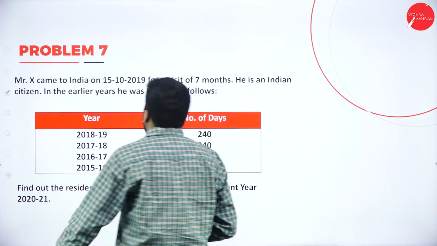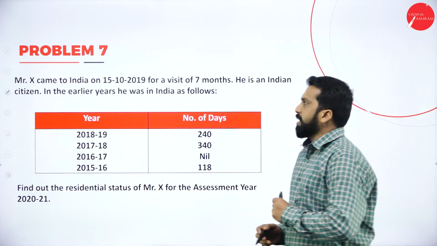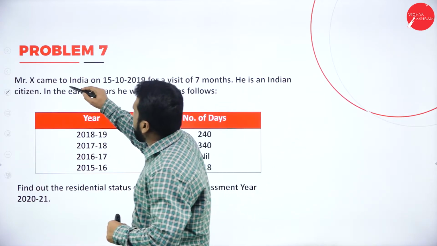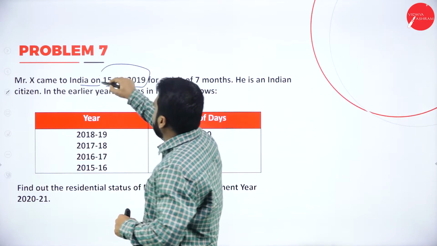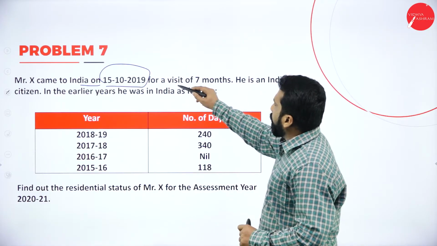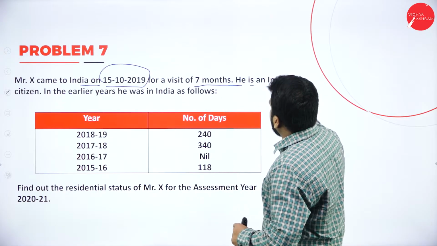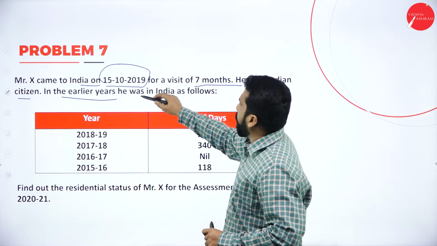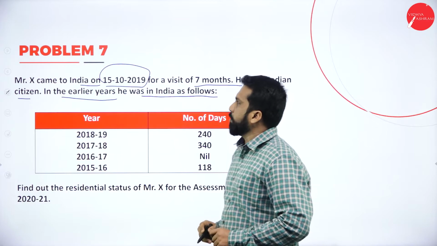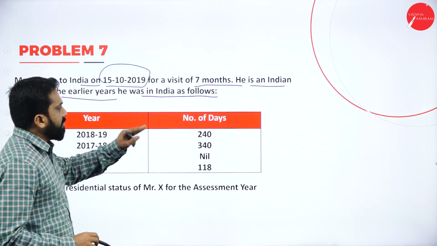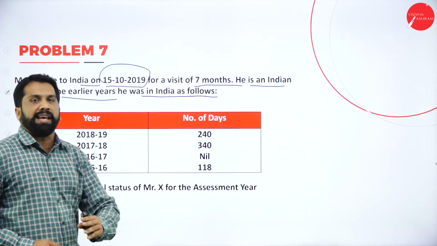Now, your last problem for the day, problem number 7. Mr. X came to India on 15th October 2019 for a visit of 7 months. He is an Indian citizen. In the earlier years, he was in India as follows. So this will be your question. In the question itself, they have given a table, easy to calculate.